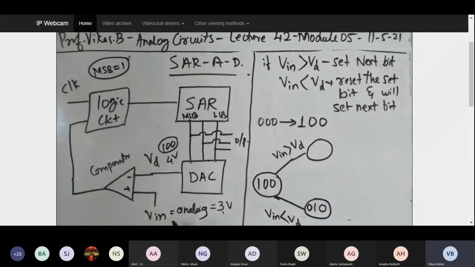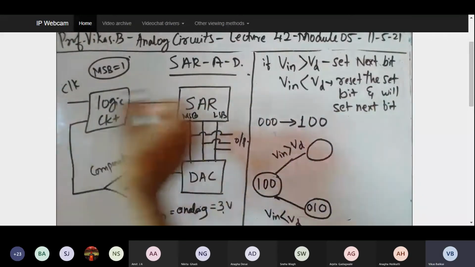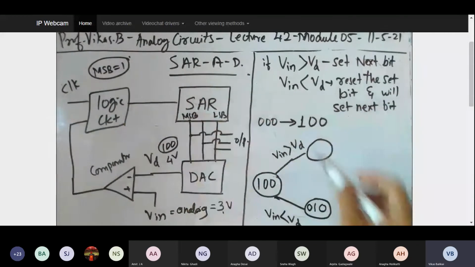What is the input I have given? It is 3 volt, and the VD value coming is 4 volt. Obviously Vin is less than VD. Vin is less than VD, so this condition gets activated, and all these activities are happening here in the SAR. It does the comparison and sends the information here. So this is happening inside the SAR.